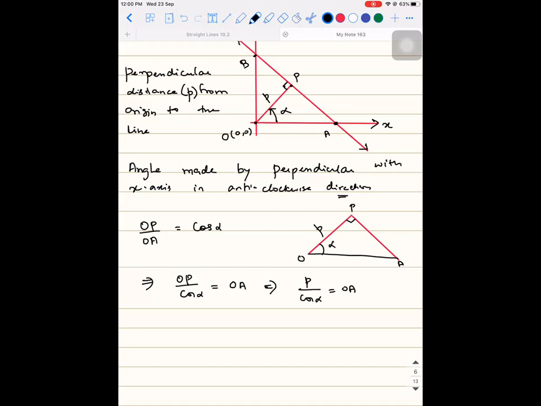So what is the coordinate of A? It is p divided by cos alpha, comma 0. I hope you guys understood this. Yes, sir.